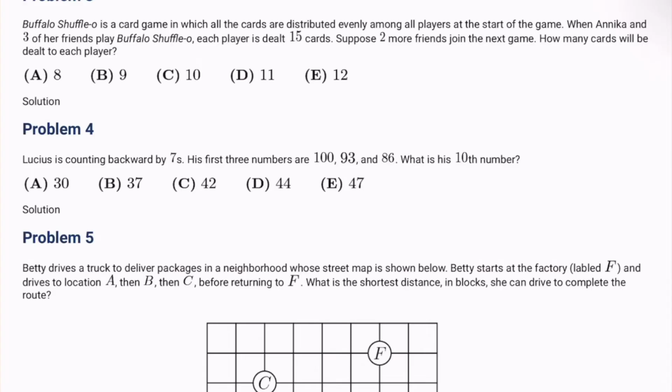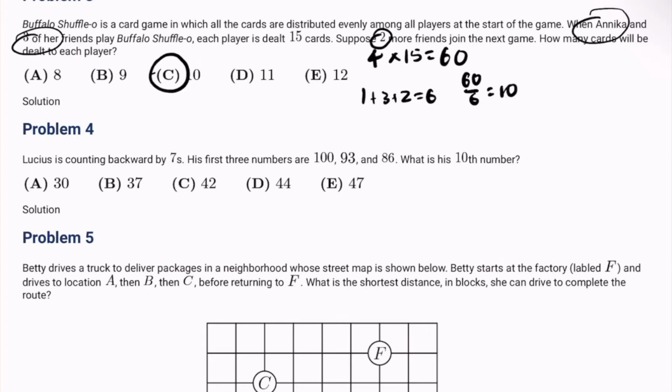So we know that when Annika and 3 of her friends play Buffalo Shuffle, there's 15 cards. There's a total of 4 people, so 4 times 15 is 60 cards total. When 2 more friends join, then that's going to have a total of 1 plus 3 plus 2, which is 6 people. So 60 divided by 6 is 10 cards for each person, which is C.